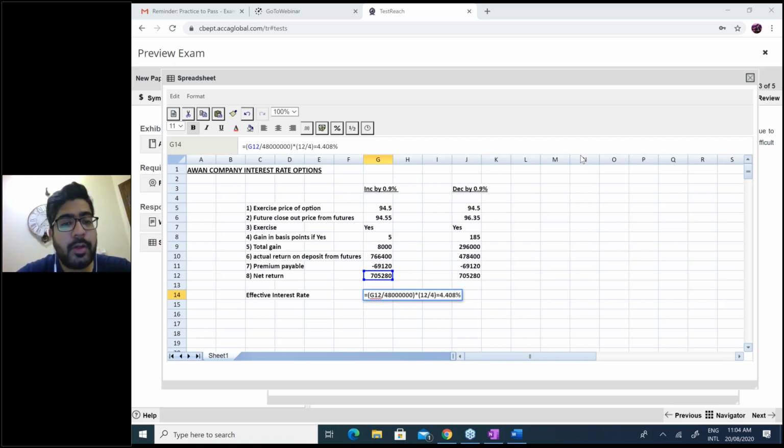Aman Batra, the formula of step 2 isn't here. It was in yesterday's class. The future closeout price came from futures. You need to go to the futures technique, the last technique, step 4. From there, we are just copying the future closeout price.